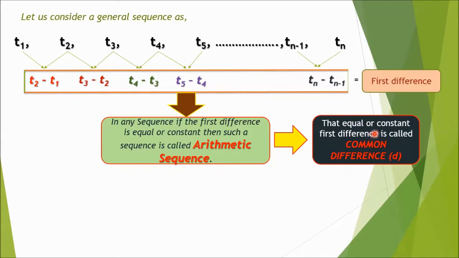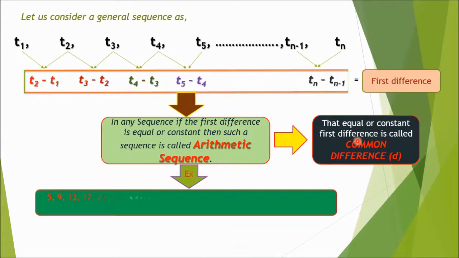That equal or constant first difference is called the common difference. What is the common difference? It is the difference between the terms which is constant throughout the sequence. The difference must be the same. T2 minus T1 must be D, T3 minus T2 must be D, T4 minus T3 must be D, T5 minus T4 also must be D, and Tn minus Tn minus 1 must also be D. It must be equal and we call it the common difference, which is represented by small d.